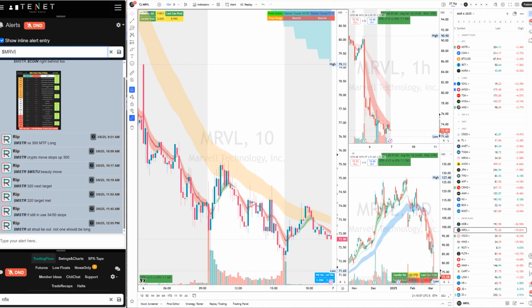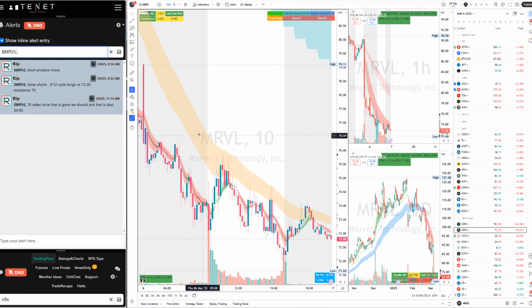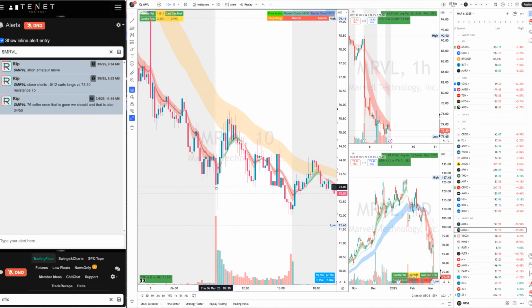MRVL was another play in the community, which was we tried to short it at the open, amateur move. That did not work. It curled right away at 512s, and then it became a long versus 73.30s. You see right here was a long 953 when I mentioned it. It gave us like $1, $1.50, hit the resistance, and again, we stopped out right here.